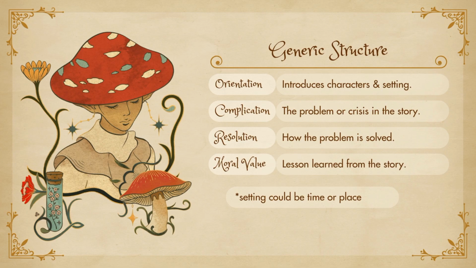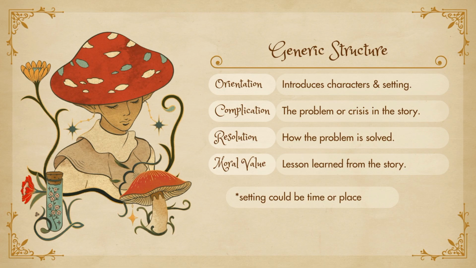Now, let's talk about the structure. Every narrative text has a special structure, and it's very important to understand this. Number 1, orientation. This is the beginning of the story, where we meet the characters and learn about the setting, the time, and place of the story.